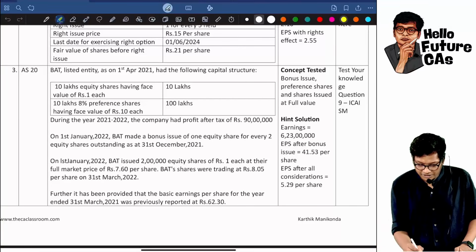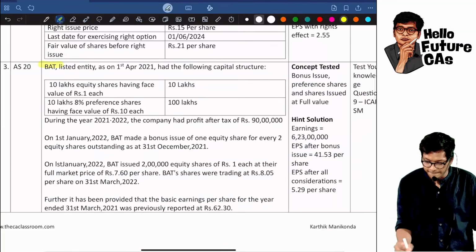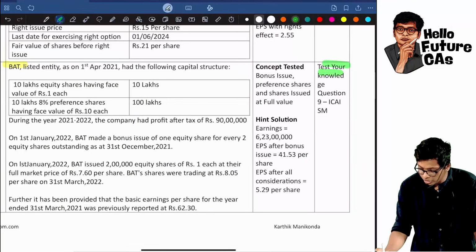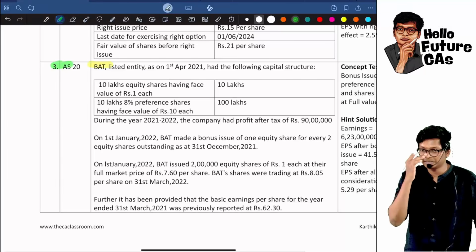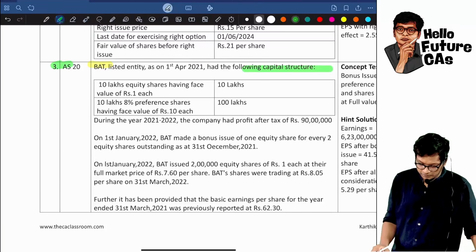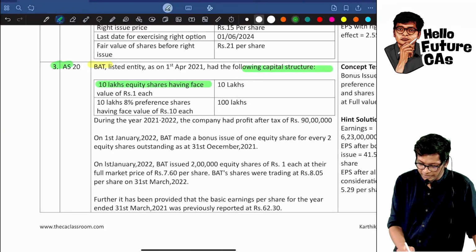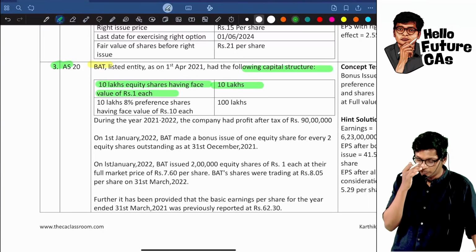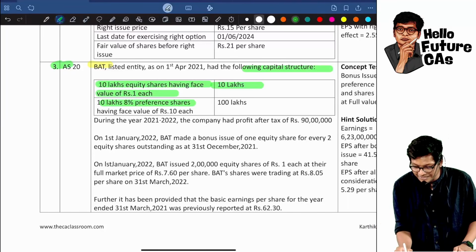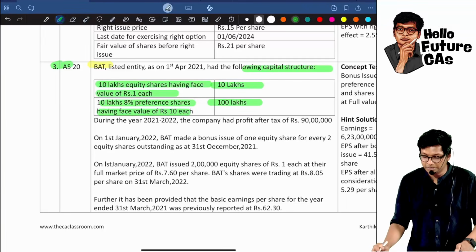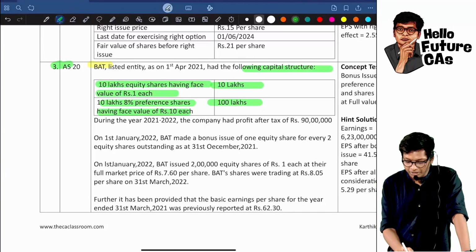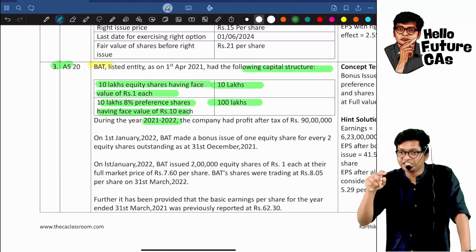Okay. Question 9. BAT Limited. Sorry, Test your knowledge, question 9. You're right. Okay. Has the following capital structure. It has 10 lakh equity shares of 1 each, so paid up value is 10 lakhs. And 10 lakh 8% preference shares of 10 each, which is 100 lakhs. Okay. Total value.